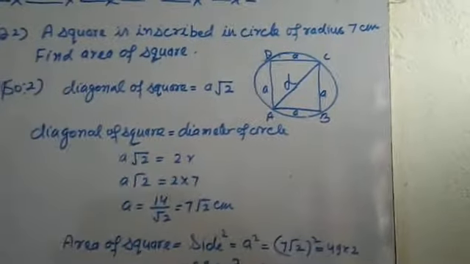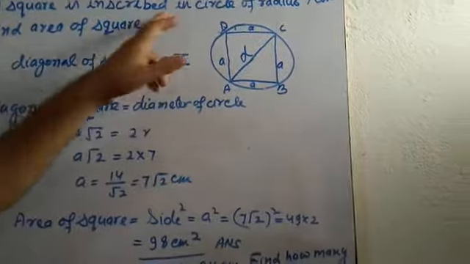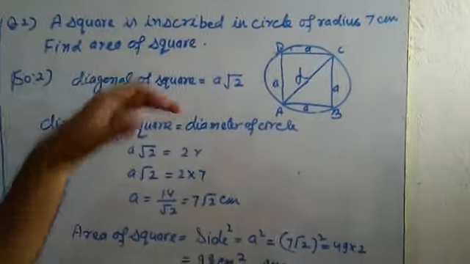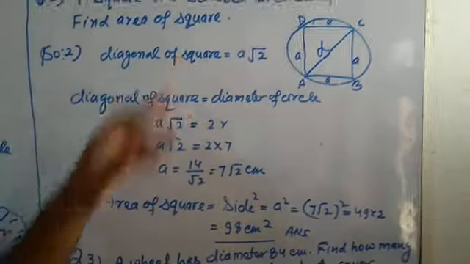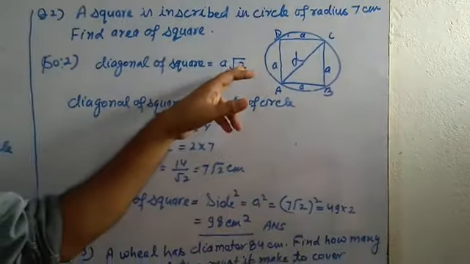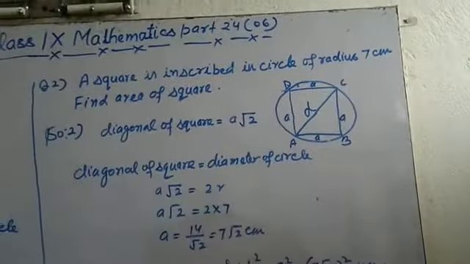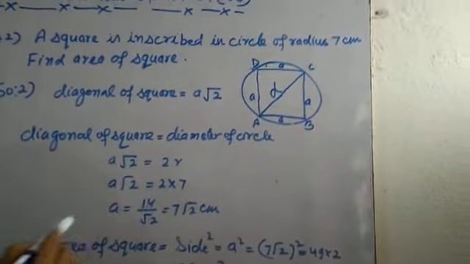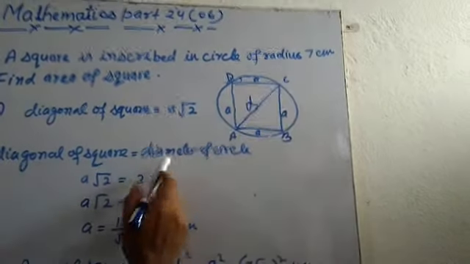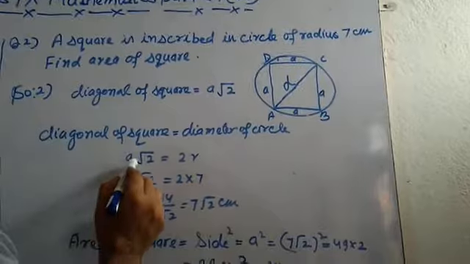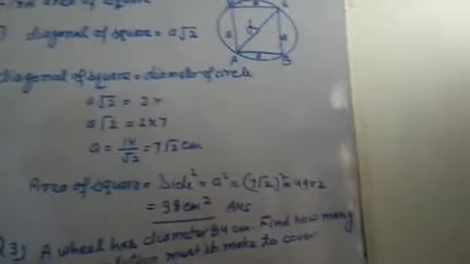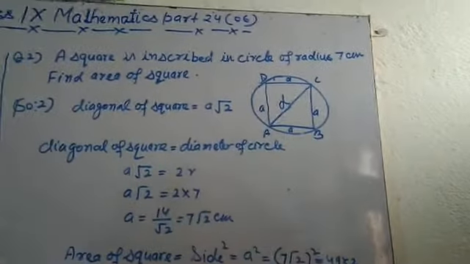Now the second question. A square is inscribed in a circle of radius 7 centimeter. Find the area of the square. Diagonal of square equals a root 2, where a is the side of the square. Diagonal of square equals diameter of circle. Therefore a root 2 equals 2 times the radius, because diameter of circle equals 2 times the radius.